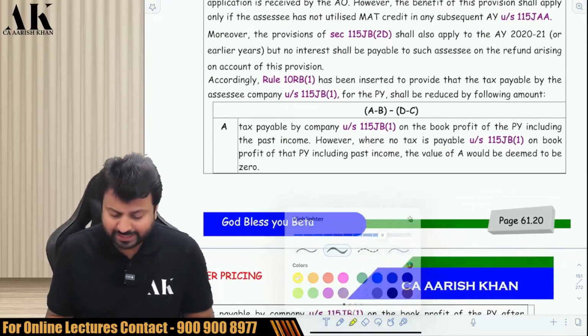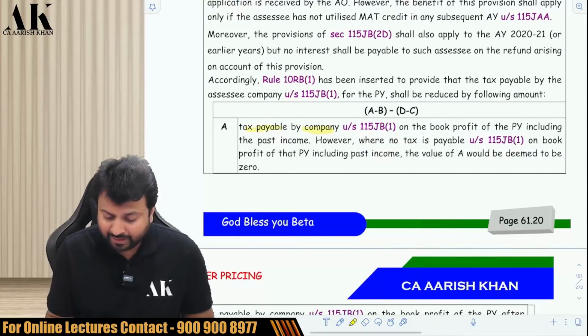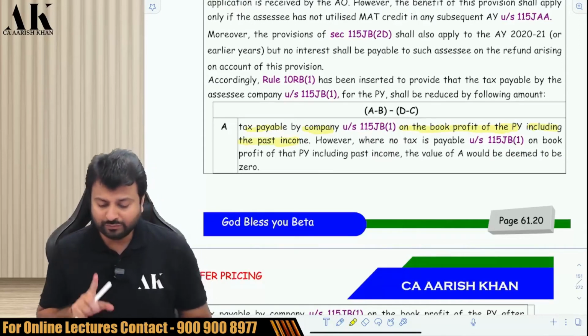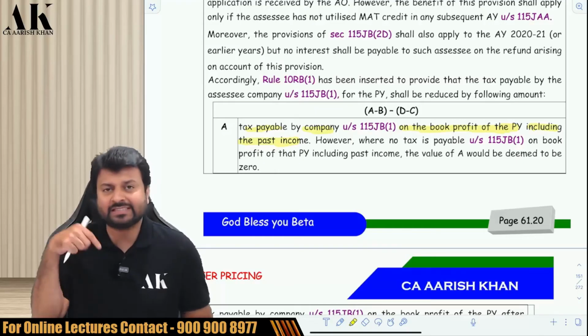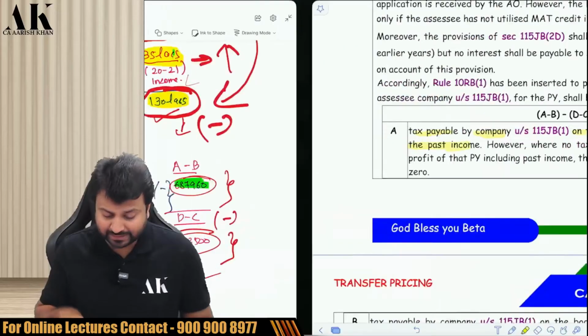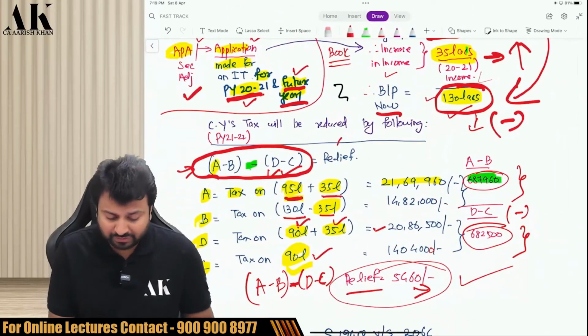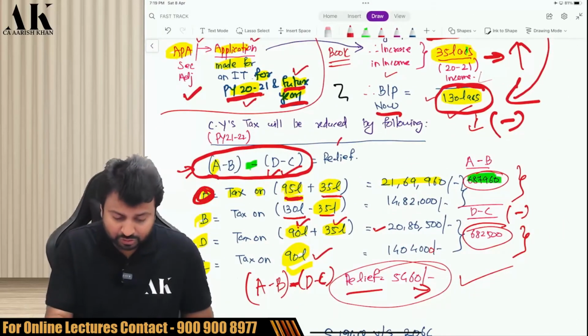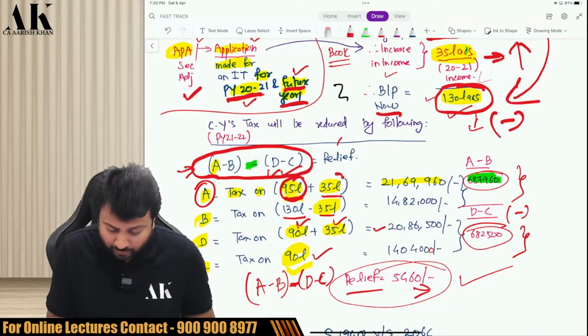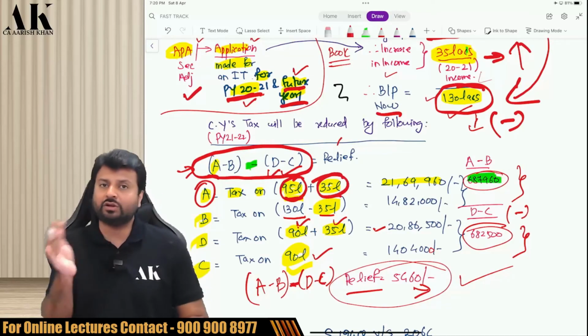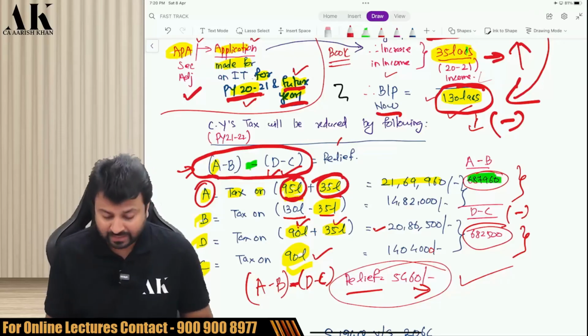So first of all, what is A? Tax payable by the company on the book profit of the previous year, including past income. So you have to compute the book tax of the company on the book profit of the current year, including past income. In A, you are supposed to compute tax on current year profit, including past income. So you are going to compute tax on 130 lakhs first of all.